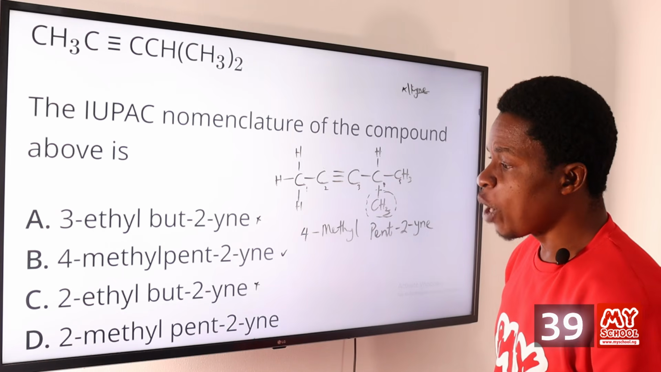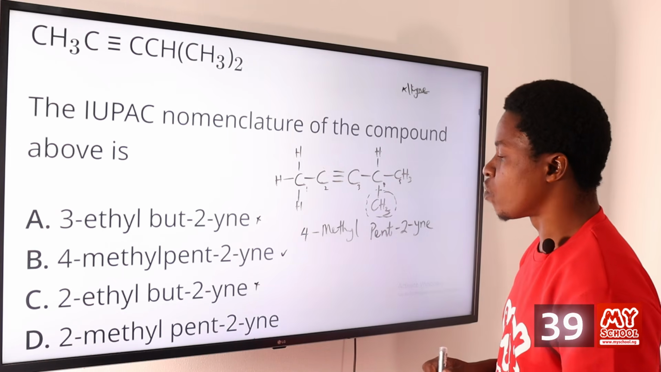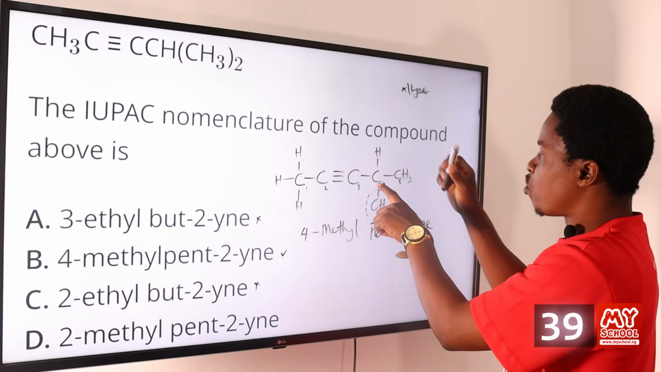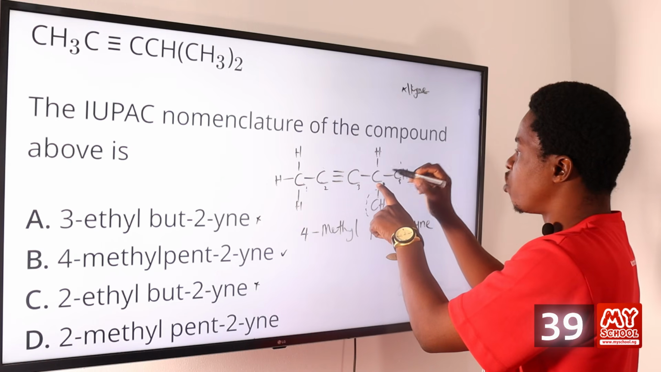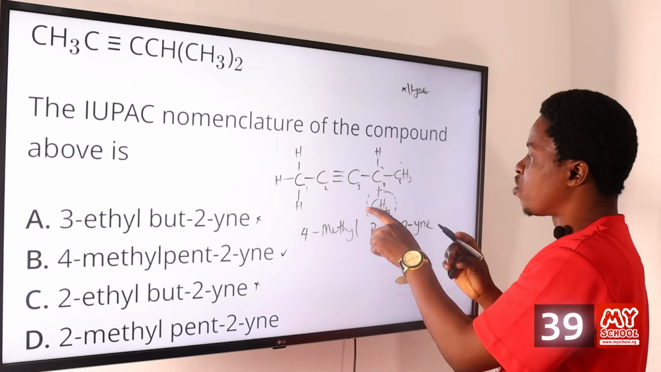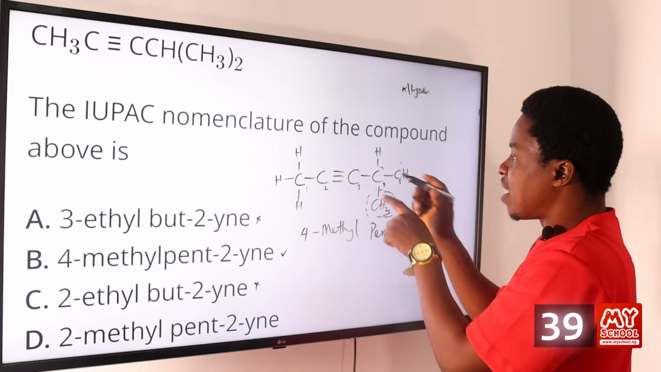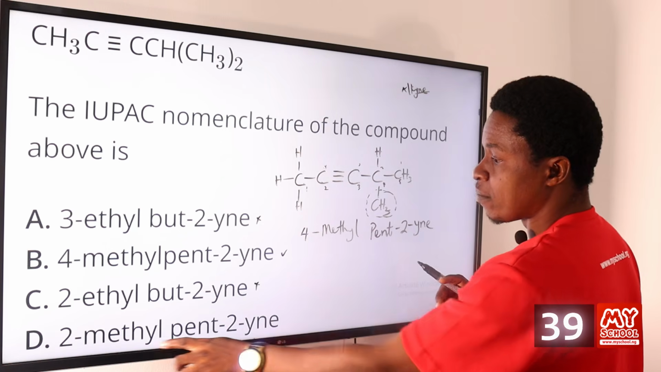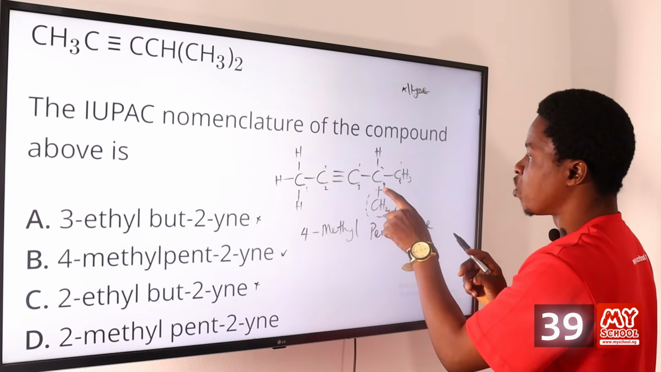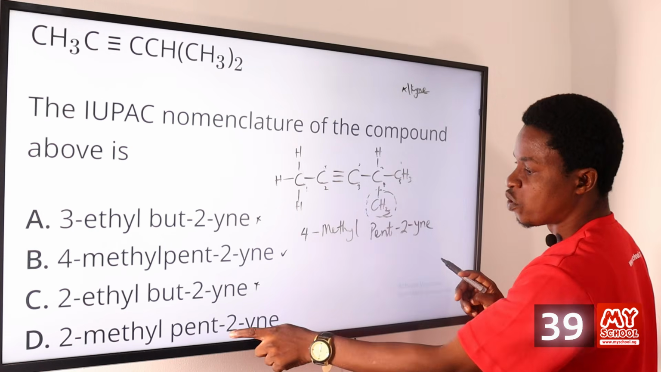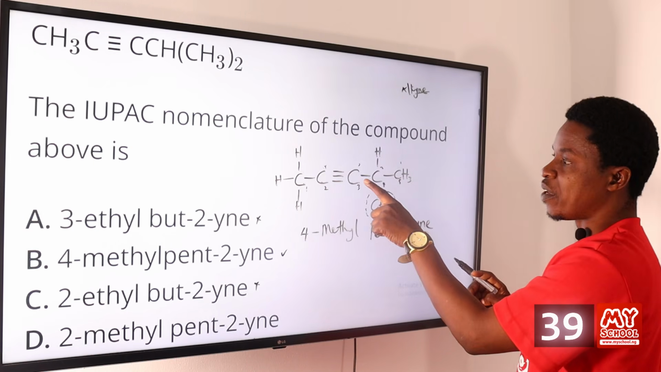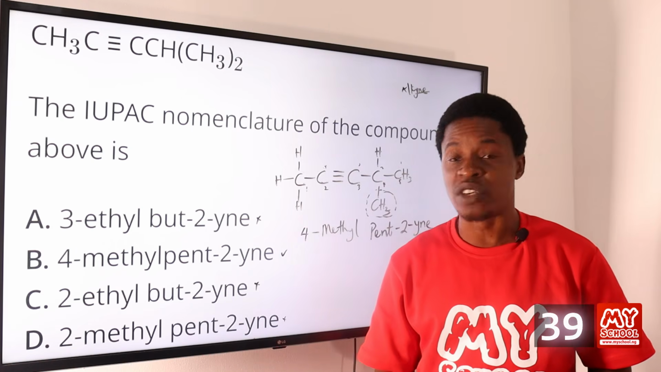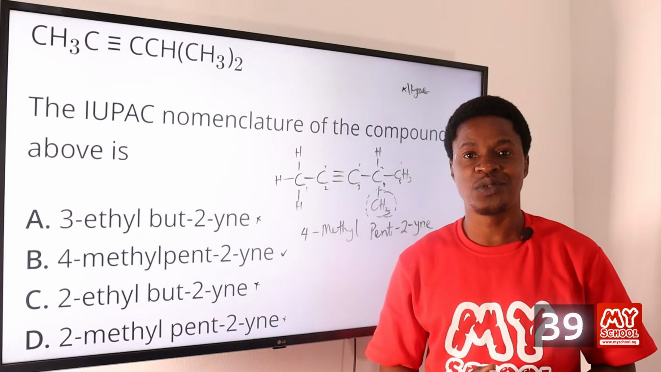And then option D says 2-methylpent-2-yne. If you say 2-methylpent-2-yne, you are counting from here so that the methyl group is on carbon 2. If you say that, then here is 3, here is 4. So this cannot also be 2-methyl. If the methyl is on carbon 2, then the triple bond cannot also be on carbon 2 here. It's supposed to be here, not here. So this also is wrong. The correct answer is option B, 4-methylpent-2-yne.